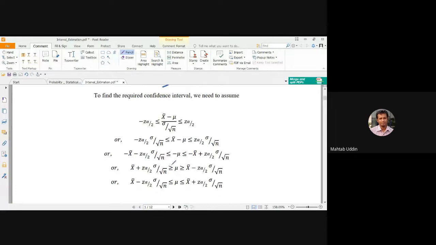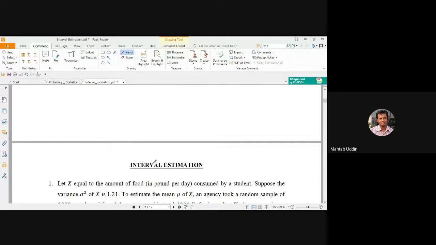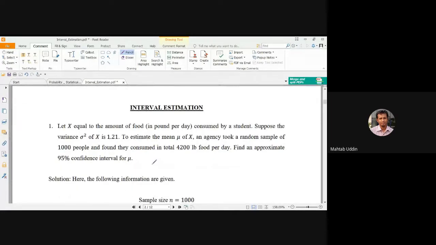This is what I have written line by line. Now let us see one example from this. One example is ready for you. Look at this. Let x equal the amount of food in pounds per day. There are two units given: food in pounds and time in days, consumed by a student.